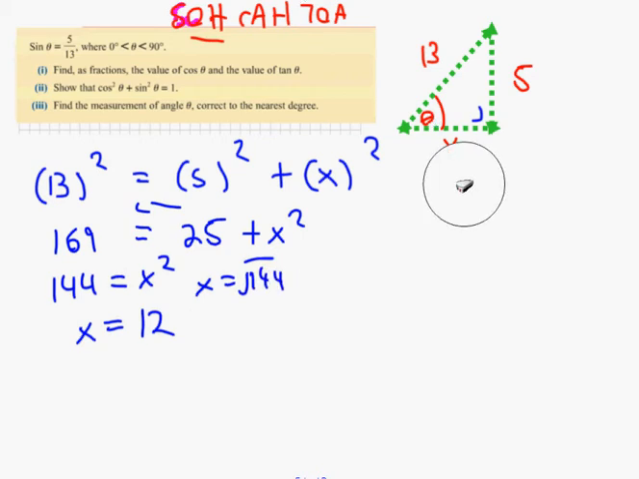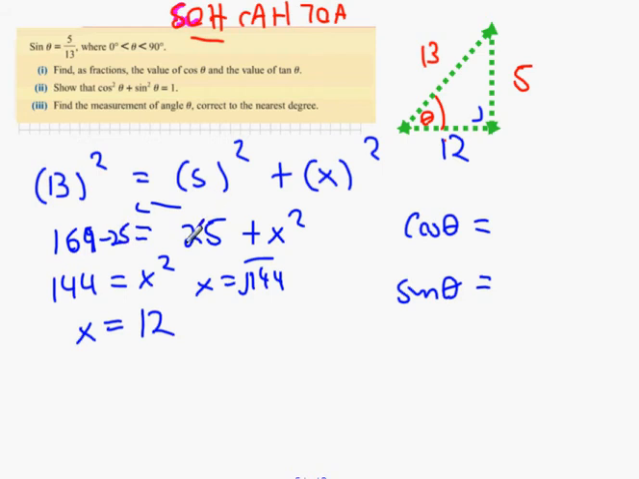Now, upon getting that as 12, what can you then tell me about cos theta and sine theta? Anybody? So what is that? Is that 169 up there? Yeah, 169, and then you took away 25 and you brought it over to your side. Yeah. And you got 144. Okay, what's cos theta, guys? Adjacent over hypotenuse, which is 12 over 13. And we're looking for tan theta now.